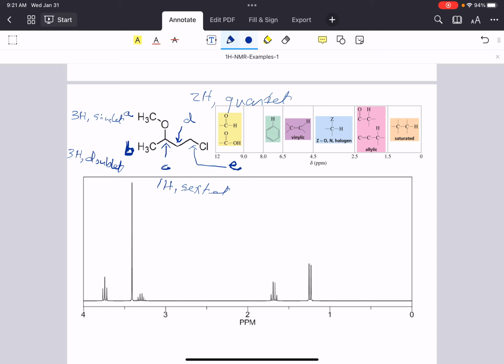And then finally, signal E, again, integrates to 2 hydrogens. One signal for those 2 hydrogens plus its 2 neighbors. I expect that to appear as a triplet.